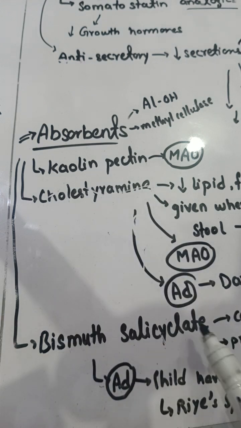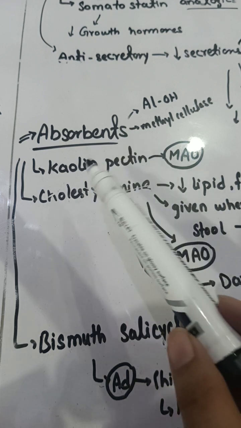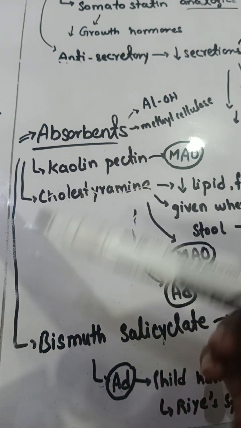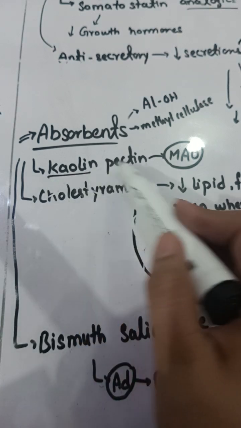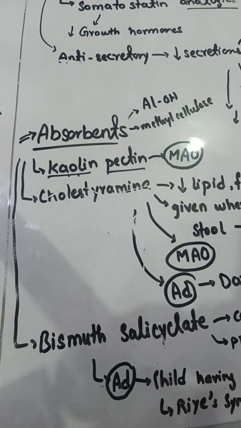Lastly, there are three main kinds of absorbents written here: kaolin-pectin, cholestyramine, and bismuth subsalicylate. So kaolin-pectin, what is it actually? It is composed of two things. First is kaolin and second is pectin. So kaolin is a clay, okay, it is a clay.